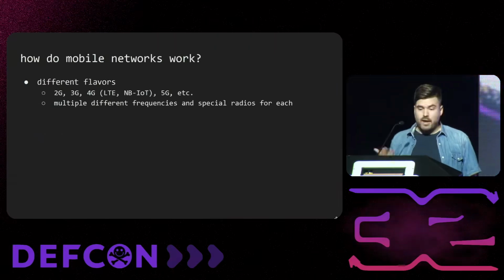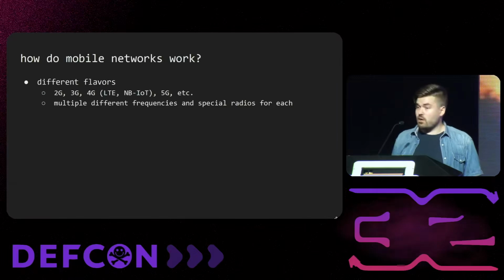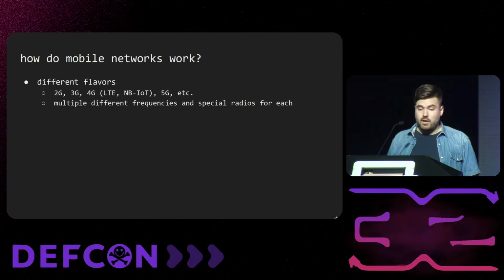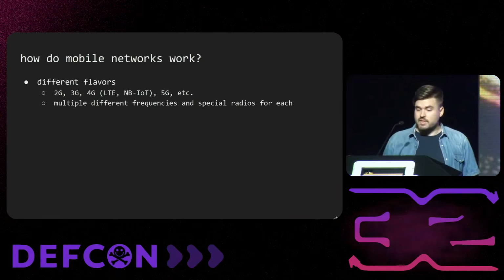So what are these mobile networks? Sometimes called cellular networks, and these come in different flavors. There is 2G, 3G, 4G, 5G, etc. Some older ones, but I think these are the currently used. And in 4G and in 5G, there are slightly different versions, like NB-IoT, which is a special version of LTE. But the main thing is that you have different frequency bands and special radios that can talk with these protocols.